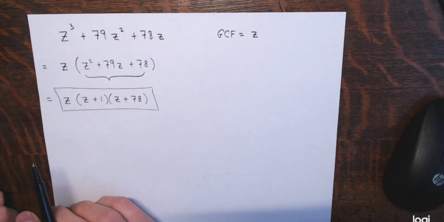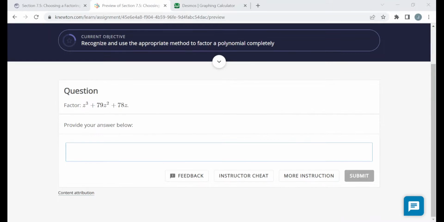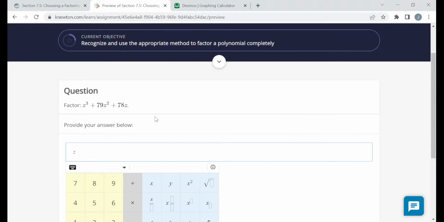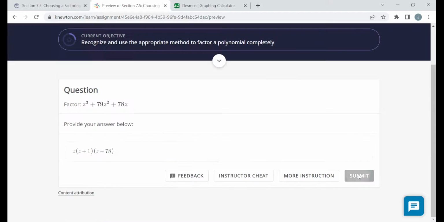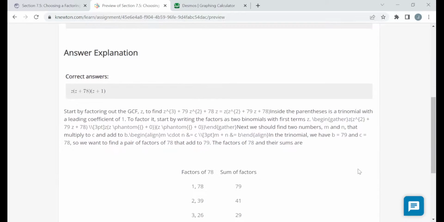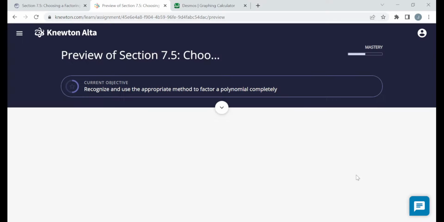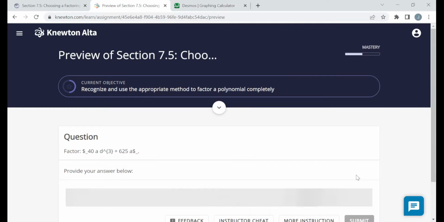And that's it. None of those factor any further. We're done. So z times the quantity z plus 1 times the quantity z plus 78. Great. Hopefully they start giving me some different kinds of examples with different numbers of terms. Yeah, here we go. See, this is now a polynomial with 2 terms.